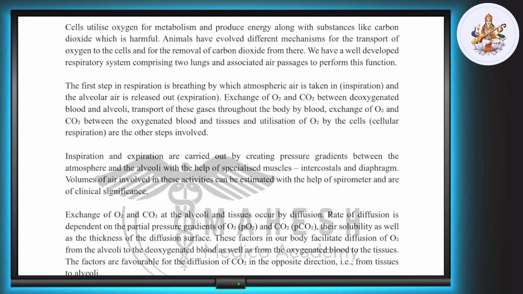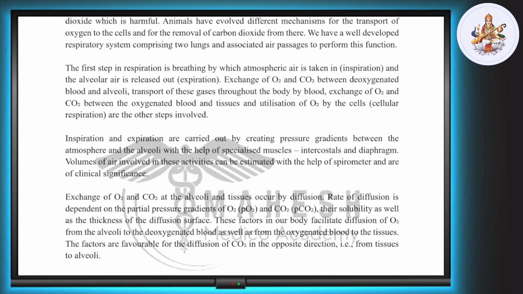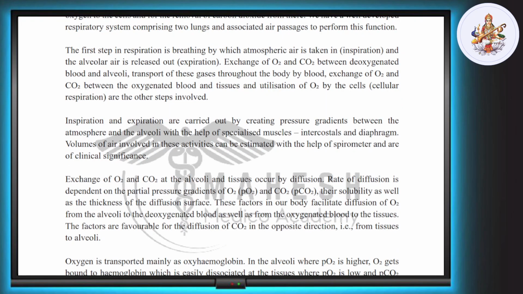So, remember this. In lungs, PO2 is high, so oxygen enters the blood. In tissues, PO2 is low, so oxygen leaves the blood. For carbon dioxide, the direction is just the opposite. Also, factors like solubility of gases and thickness of the membrane also influence the rate of diffusion.